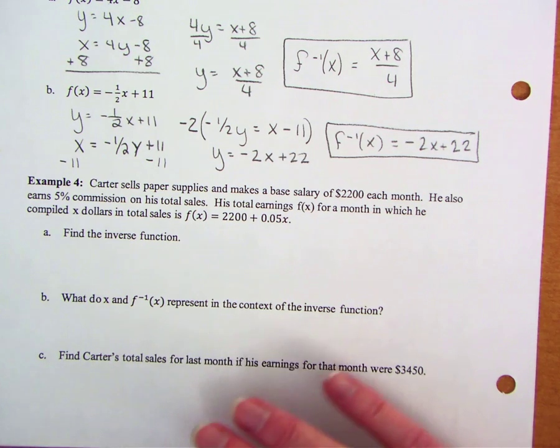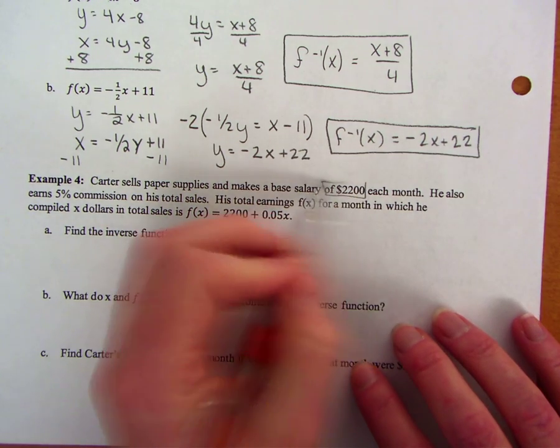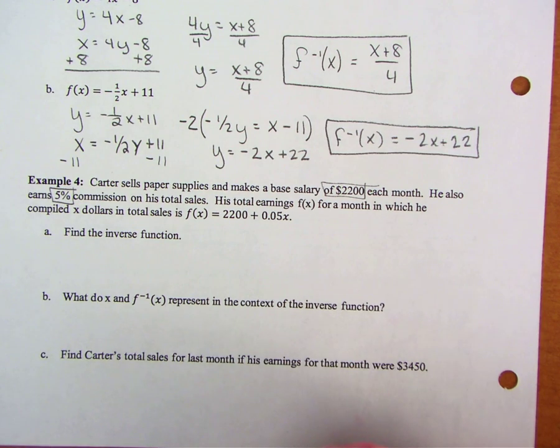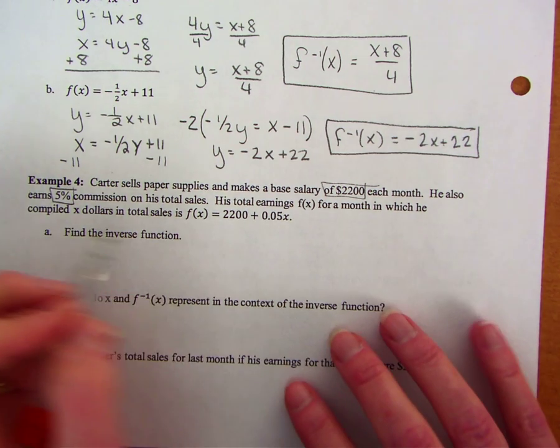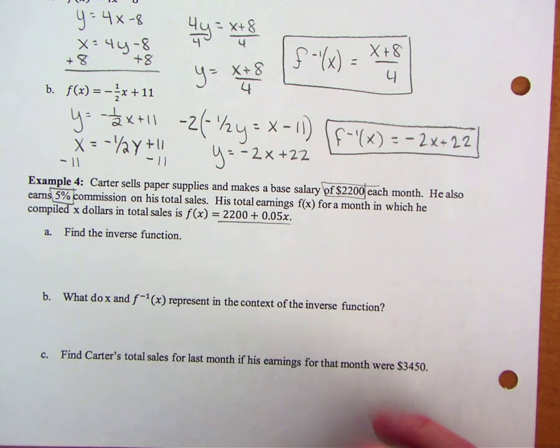So now we have an example. Carter sells paper supplies and he makes a base salary of $2,200 each month. He also earns commission of 5% on his sales. His total earnings for the month is $2,200 plus 0.05x. We want to find the inverse.